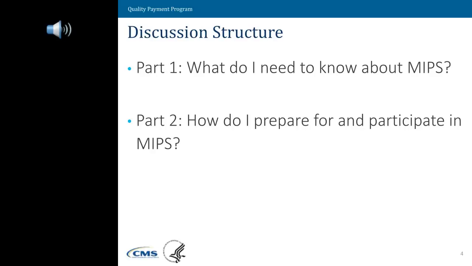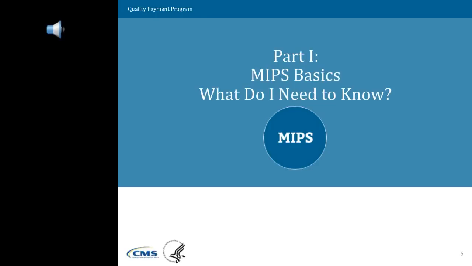So the discussion structure for the webinar today is divided really into two parts. The first part is, what do I need to know about MIPS? And this is where we're going to cover the basics: eligibility, participation, elements of reporting, submitting data. We'll talk about the performance categories, and we'll wrap up with scoring. Part two of the discussion structure is, how do I prepare for and participate in MIPS? And this is really the how-do-I-do-it portion of the discussion. So this is where we'll talk about some tips on how to take these policy elements and requirements and really put them into action for the first performance year. So we're going to jump to the next slide.